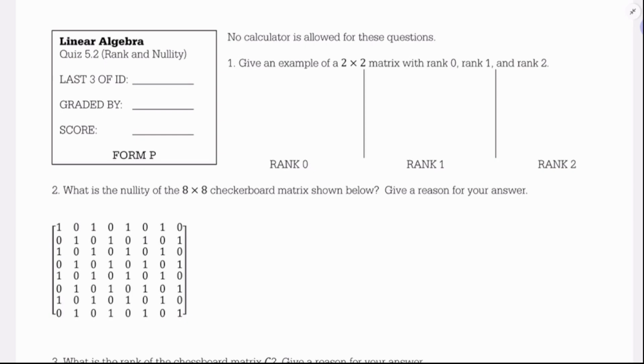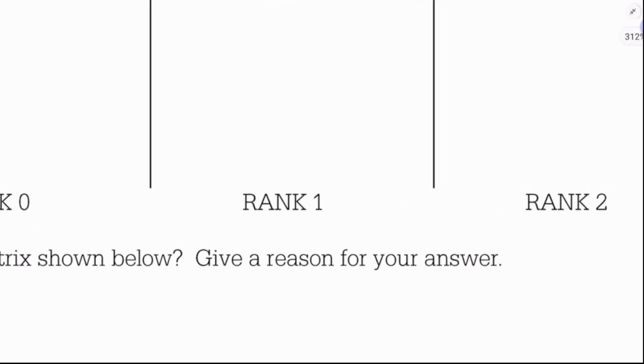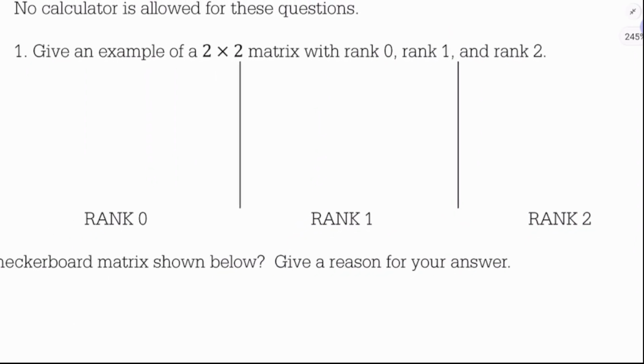All right, I looked through form Q, and there were not any problems that were materially different, so I'm just going to skip on to quiz 5.2, which is about rank and nullity. No calculator for these, and we're going to start by giving an example of a 2x2 matrix with rank 0, rank 1, and rank 2. That's probably a good exercise.